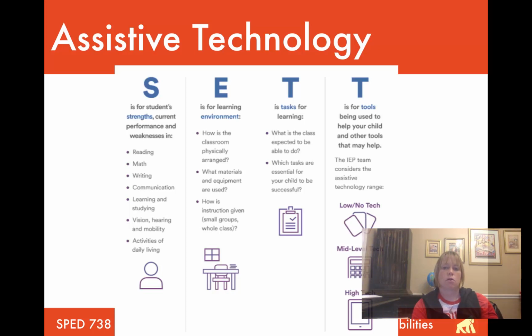So you're going to read an article as part of this module activity about the SETT framework, about how we use it to really evaluate all kinds of things in terms of how instruction is given, how can we modify the classroom's physical arrangement, tools that we can use from low tech to high tech that would help students with physical impairments.